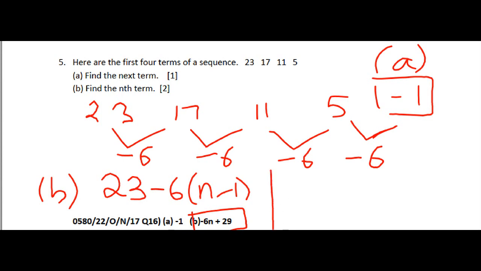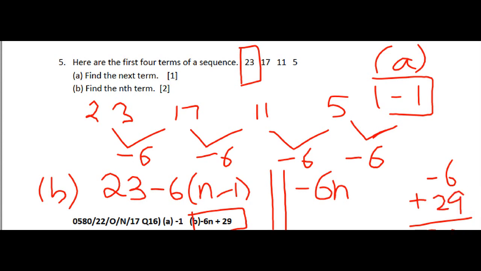How to do this directly? Directly write minus 6n. When I substitute n equals 1, I get minus 6, whereas I should get plus 23. So what do I need to add to minus 6 to get 23? That will be 29. So simply add 29 here and you directly get the formula.